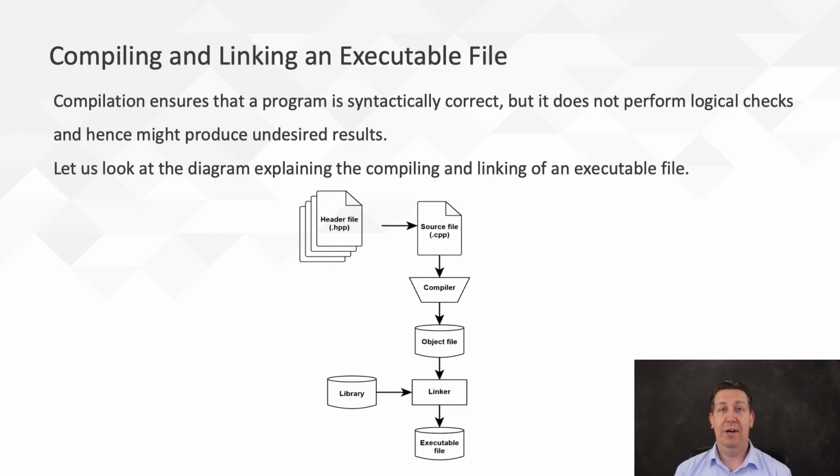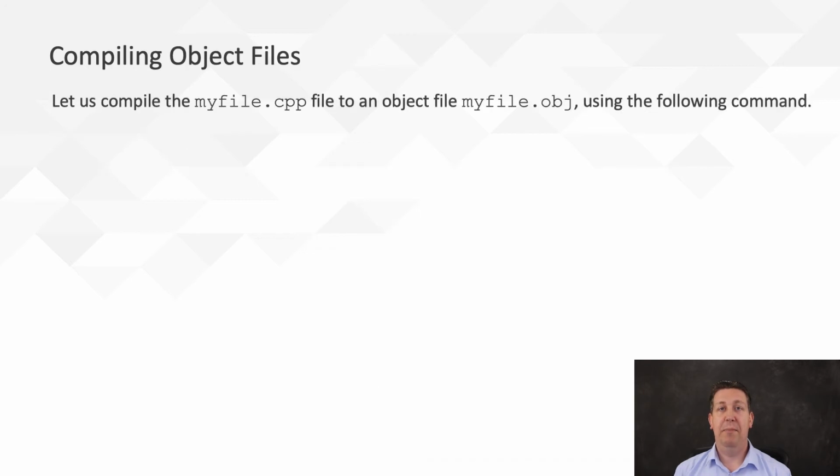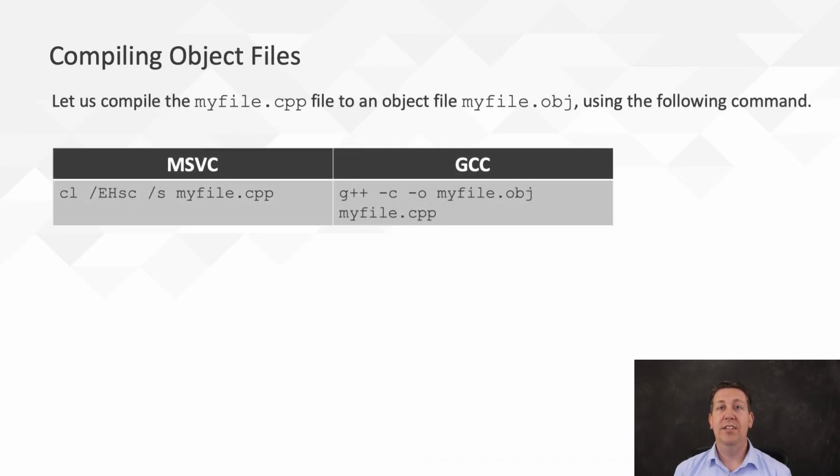We'll now see how to compile a program with two of the most common compilers, the Microsoft Visual Studio compiler and GCC. To compile the myfile.cpp file to an object file named myfile.obj, we can run the following commands.